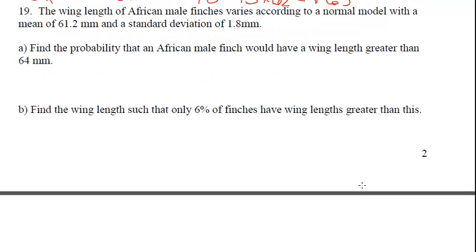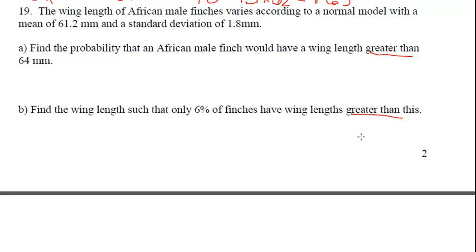Okay, this is one of the more difficult problems, and it helps you identify the difference between the two types of problems. Again, we want to look for keywords such as greater. Actually, greater than is in both of these. We're given that wing lengths of an African male finch vary according to a normal model with a mean of 61.2 and a standard deviation of 1.8. Find the probability that an African male finch would have a wing length greater than 64.